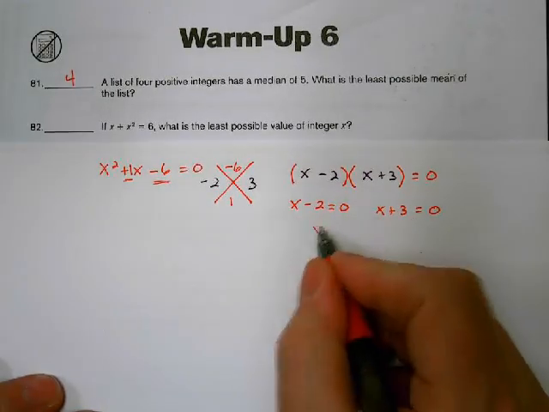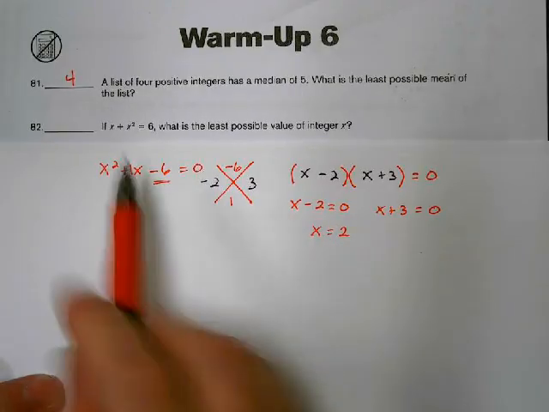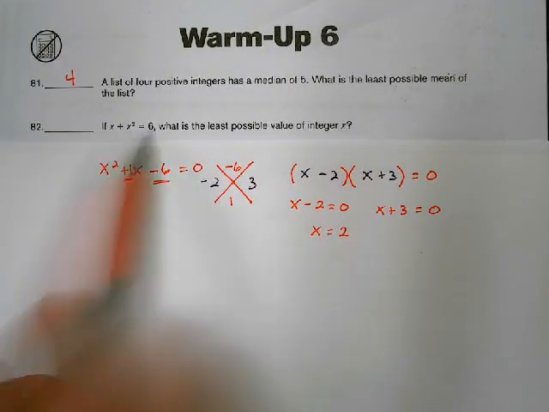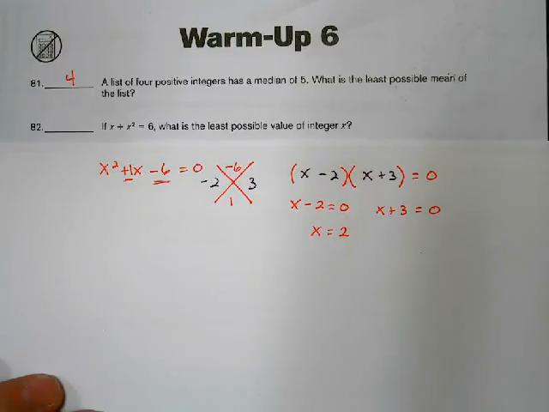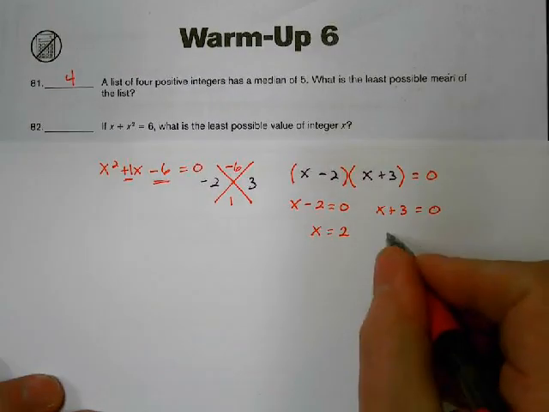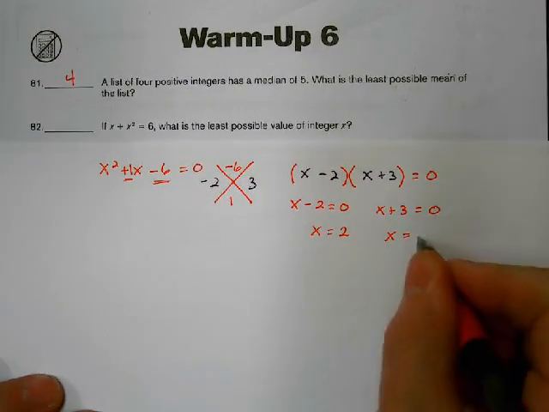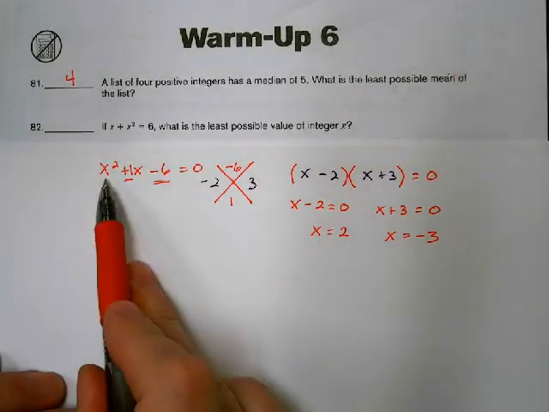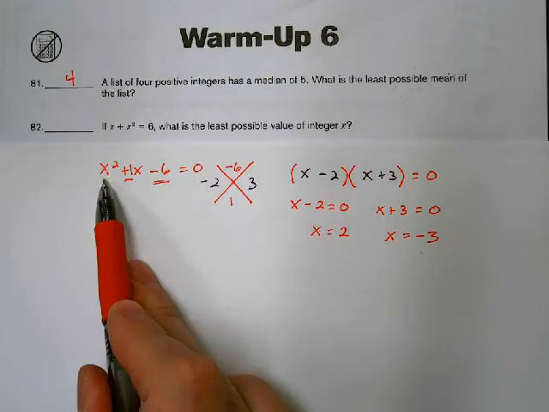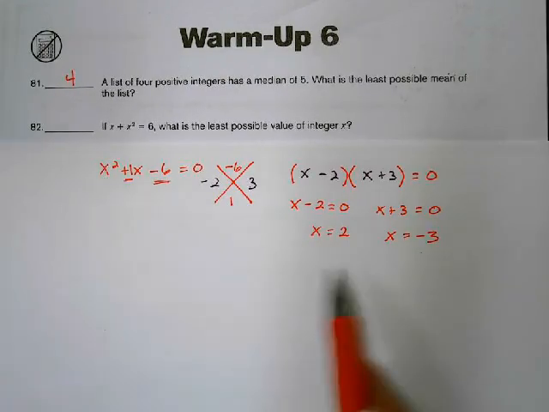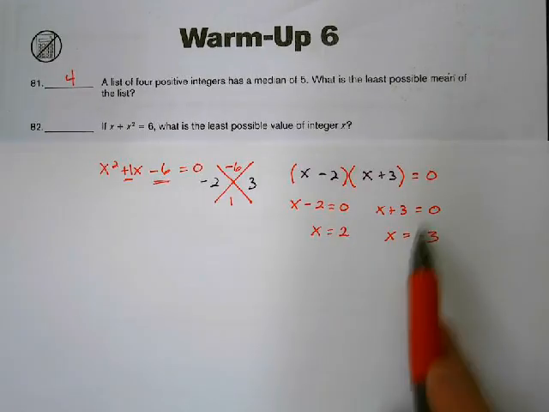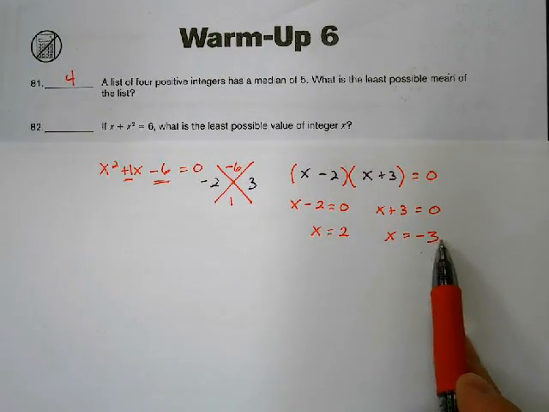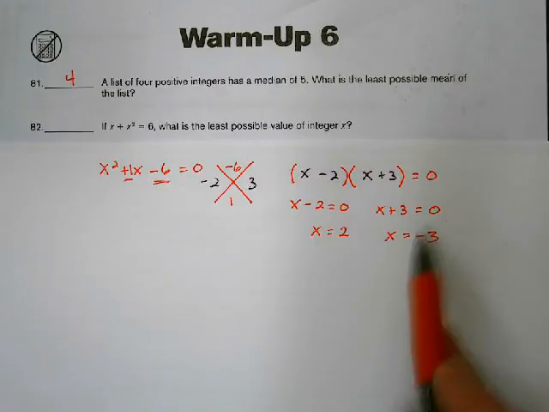So I can say that x could be 2, which is what we talked about earlier. 2 plus 4 equals 6. But the other possibility is x could also be, subtract 3 from both sides, negative 3. So remember we said it's a quadratic. We have an x squared. There's going to be a maximum of 2 possible solutions. So we've got 2 and negative 3 are the possible solutions for this one. The least integer value would be negative 3. So negative 3 is our answer.